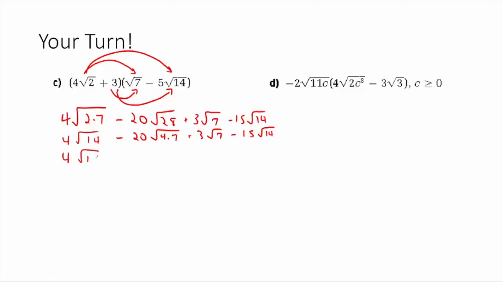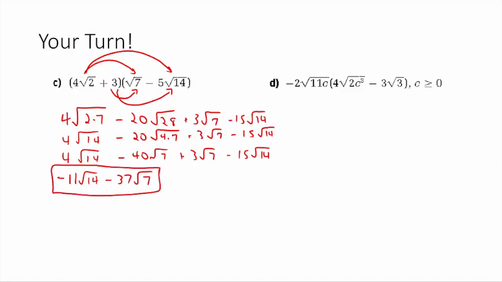Now we can write this out again, square root of 14. Subtract, well, square root of 4 is 2. 2 times 20 is 40. Root 7 plus 3 root 7, subtract 15 root 14. Well, there's all our terms, and you'll notice we have a couple of the similar radicals. We have 4 root 14 minus 15 root 14. Well, that's just going to give you minus 11 root 14. And then we have negative 40 root 7 plus 3 root 7. That's subtract 37 root 7. So again, they're not the prettiest numbers, but at the same time, those are the two terms we're dealing with.